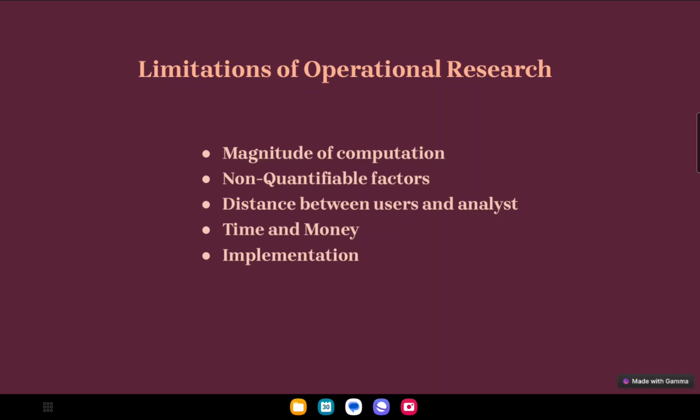In conclusion, operational research is a cornerstone of modern decision making, bridging the gap between complexity and clarity. By leveraging its methods, industries can optimize processes, save resources, and achieve strategic goals.